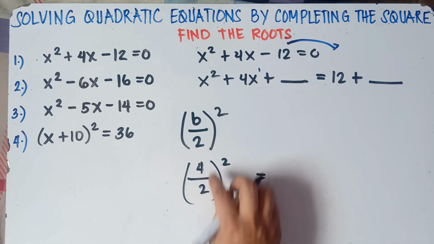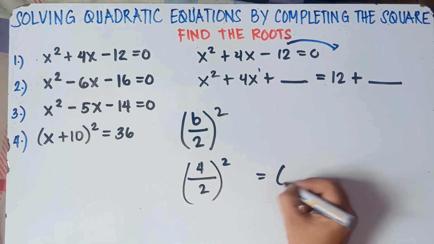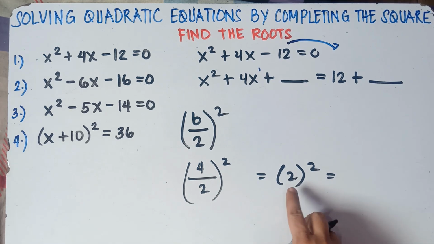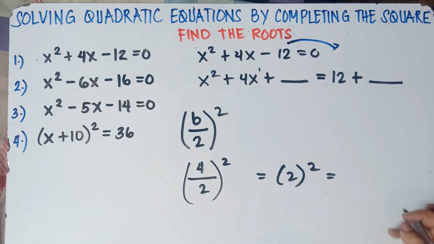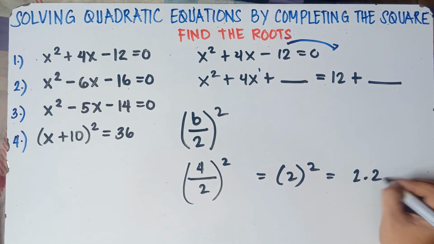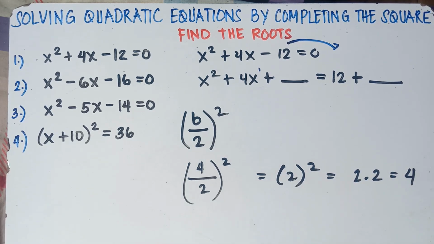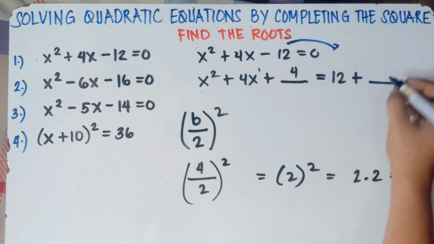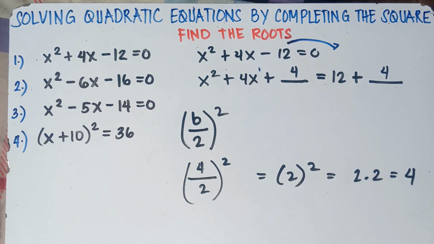So 4 divided first, 4 divided by 2, that's 2. Then copy squared. Now 2 squared, class, it means you multiply 2 by itself twice. 2 squared, it means 2 times 2. And 2 times 2, that is 4. So therefore, we add 4 on the left side. We also add 4 on the right side.